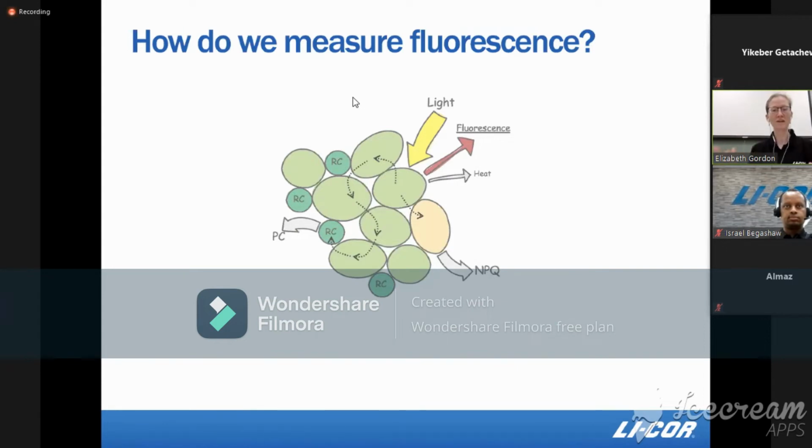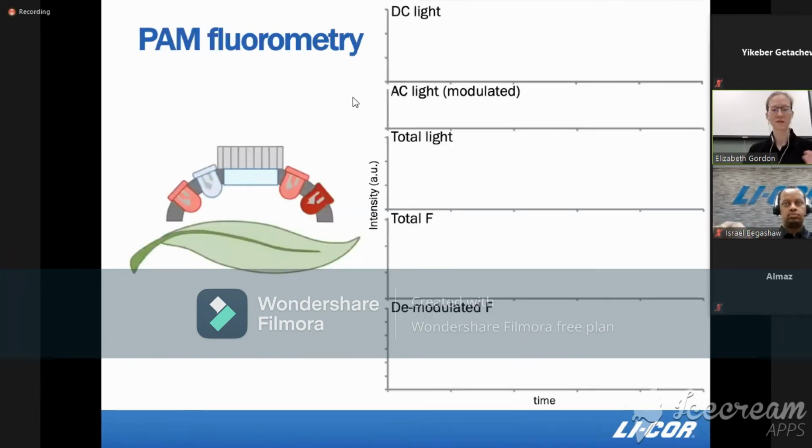So we're interested in measuring how many balls, how many electrons come back to us. If we put in light, how much comes back to us? How do we measure that? We measure it using something called pulse amplitude modulation fluorescence, or PAM fluorometry.